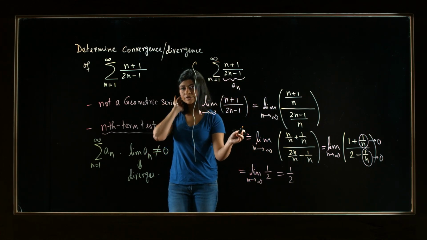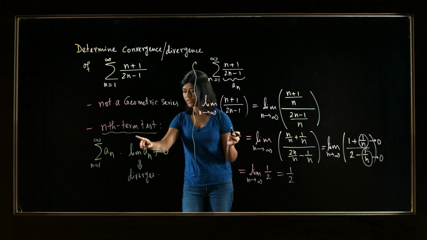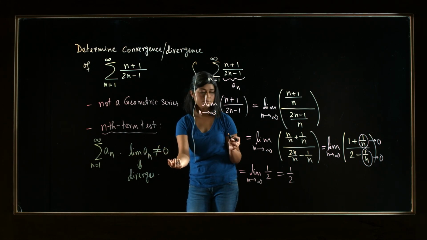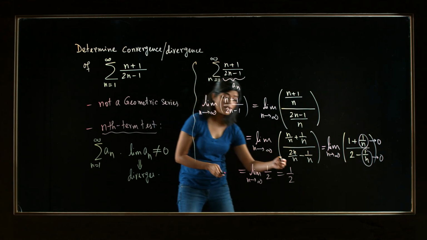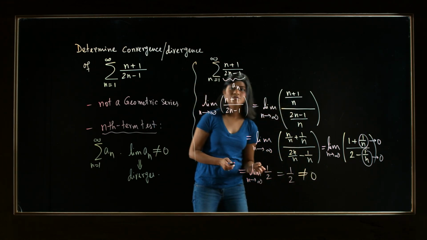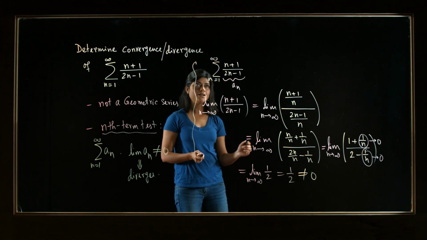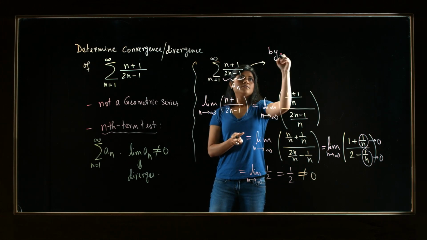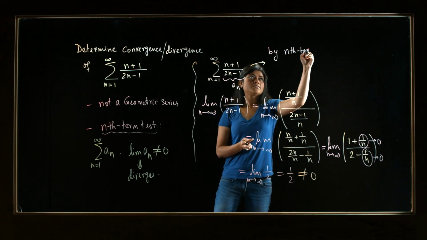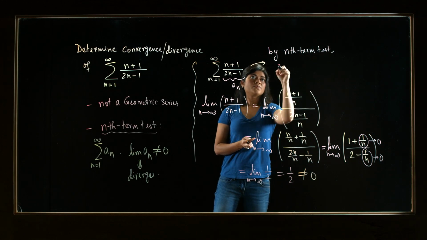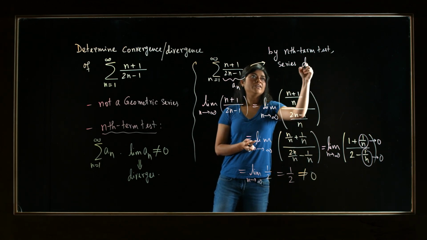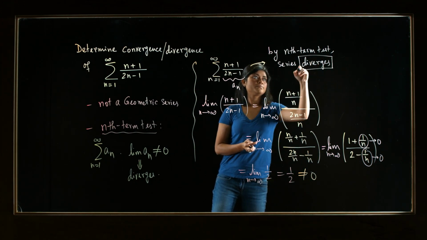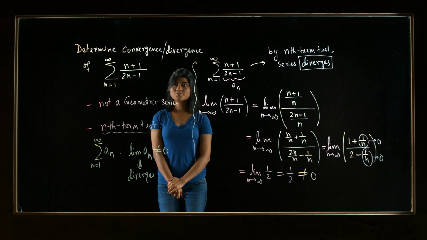Okay, don't forget what we are doing, right? We are applying the nth term test. And what do we want to see? We want to see if the limit is not 0. And that's exactly what's happening. The limit is 1/2, therefore it's not 0. So the nth term test will tell us that the series diverges, since the limit is not 0. So that concludes this problem. Thank you.